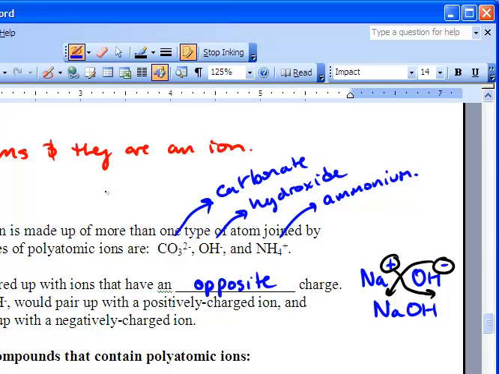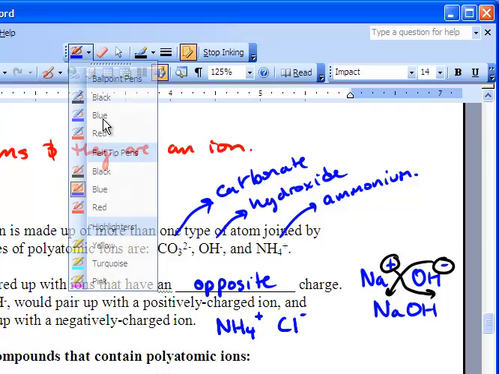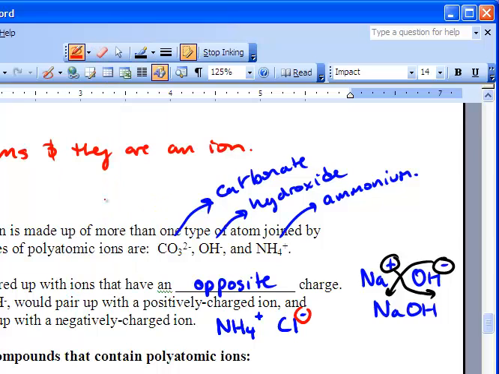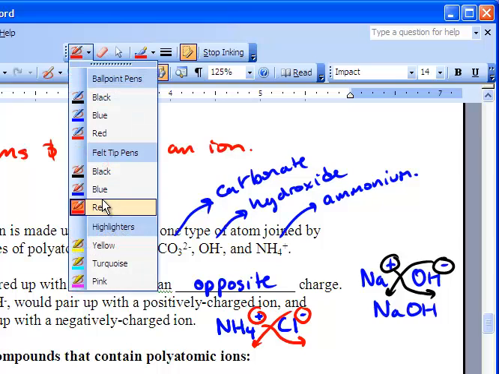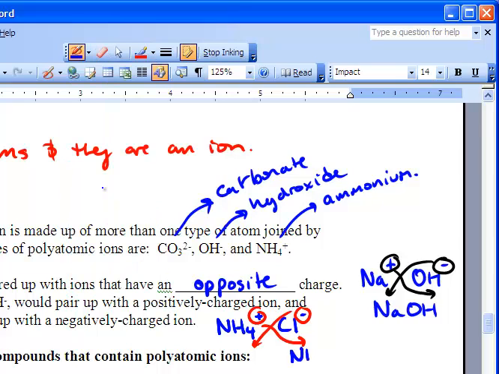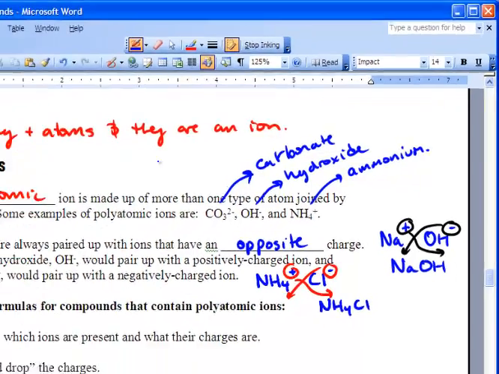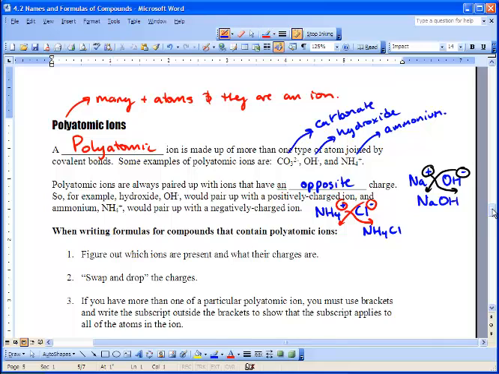Next, if we did with ammonium, so we've got NH4 plus. That whole thing, that whole NH4 plus has a positive charge. And we're going to add it to chlorine, which is a negative. We would swap and drop that. And it means that we have an NH4 and a Cl. That 4 tells us that there's 4 hydrogen atoms in that molecule.